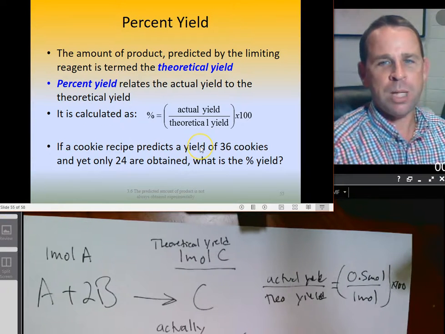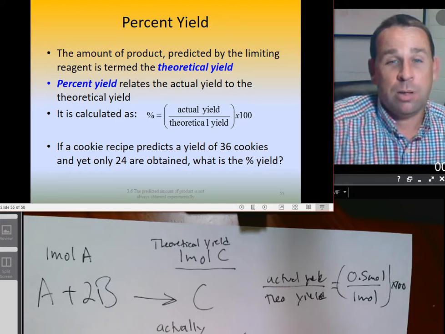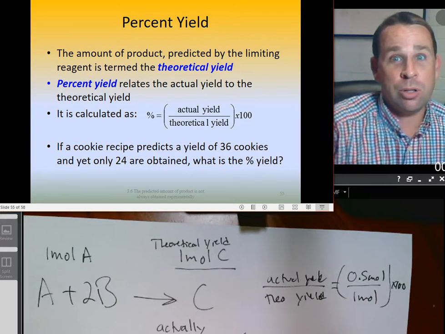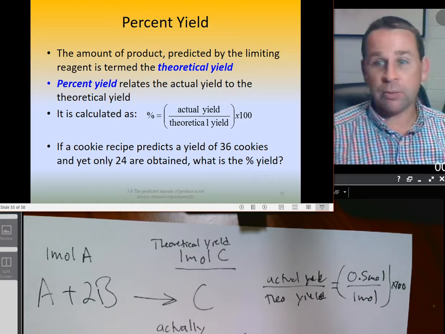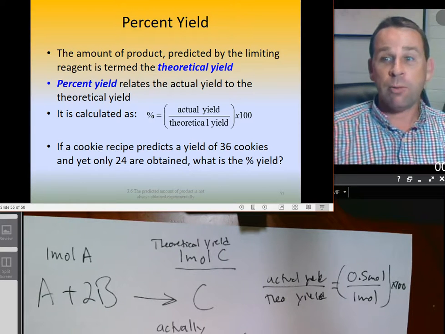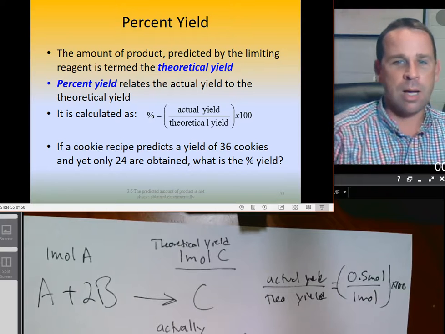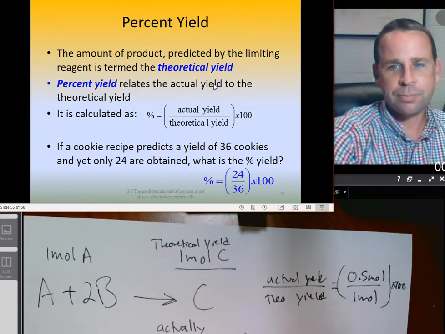Okay? So here's an example. You have a cookie recipe. It says it's supposed to give you 36 cookies. But in the end, it only gave you 24 cookies. So what's the percent yield for that? 24 divided by 36 times 100. That would be our percent yield. Okay?